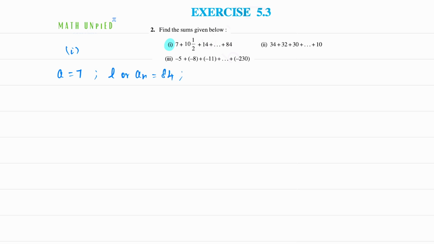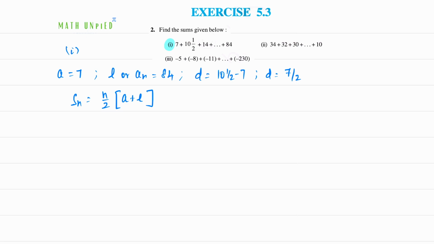And what about d? d is 10 1/2 minus 7. This is 10 and a half minus 7, which is 3 and a half, and we can write it as d equals 7 over 2. And we can apply the formula Sn equals n over 2 times (a plus L), where a is the first term and L is the last term. So we've got a and L, but we need to find n. So first we have to use the an formula and find n before we can substitute in this formula.